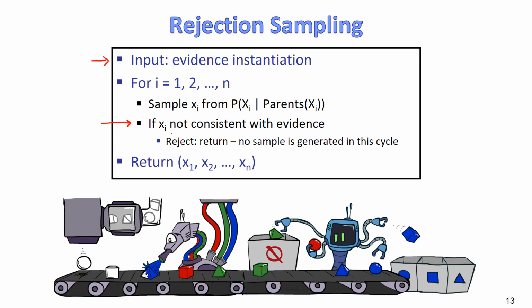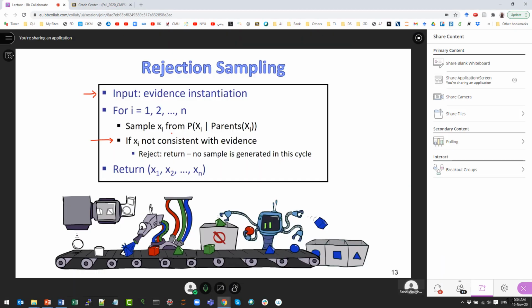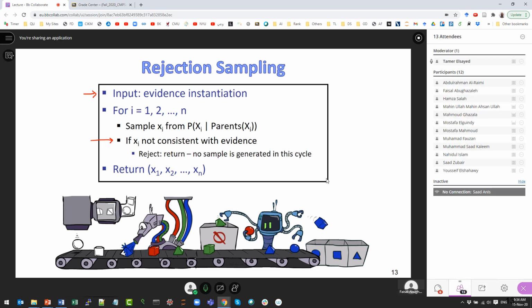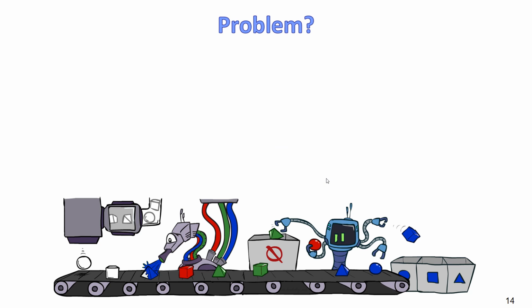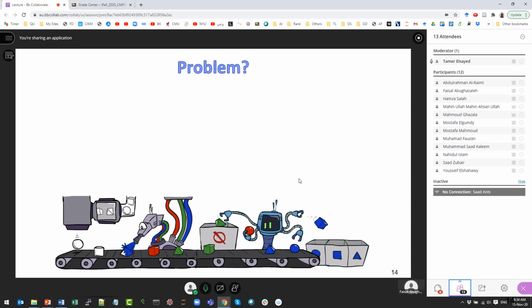So whenever we sample from a variable and the value that we got is not the observed evidence that we want, we'll just reject this sample. Any question about how it works? I think it's really straightforward. Any questions? Okay. What is the problem with that? What could be a problem with rejection sampling? Any idea? What could be the problem with rejection sampling?